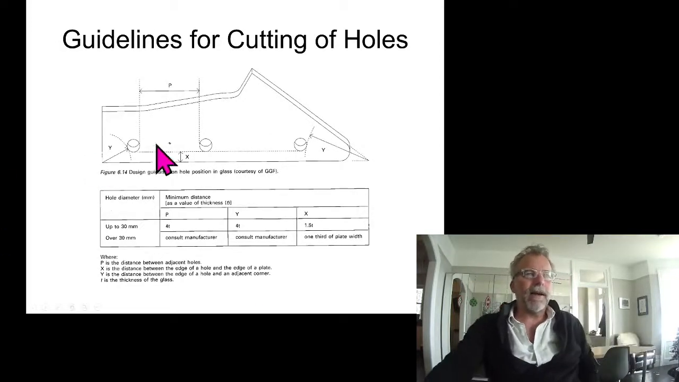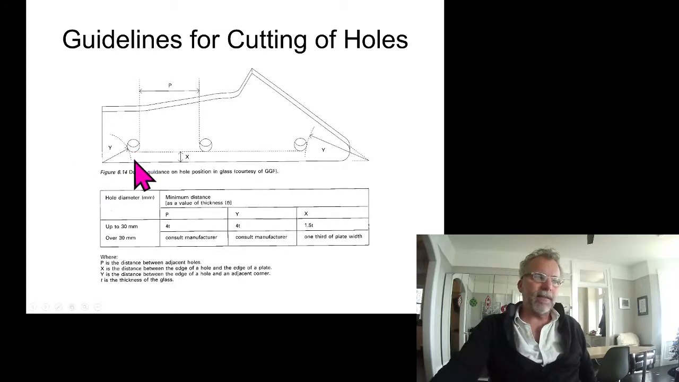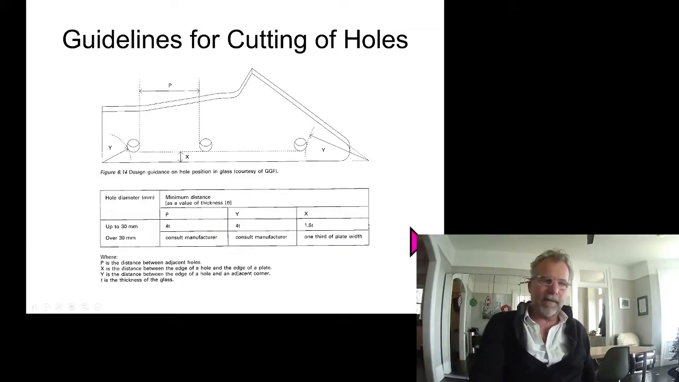Some guidelines for cutting holes. You've got to stay a certain distance away from the edge as a function of thickness. So four times the thickness would be the minimum distance from a corner. About 1.5 times thickness is the minimum distance from an edge.